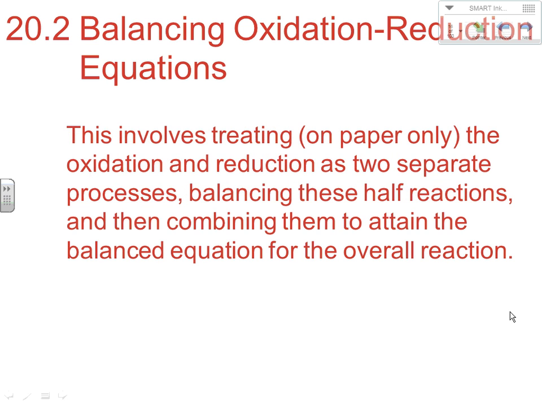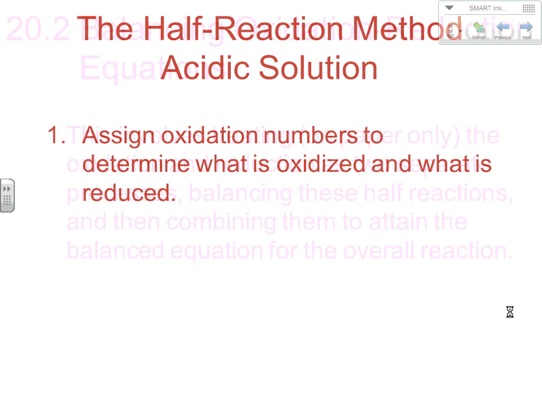Now, what we're doing in the half-reaction method is we're going to treat on paper our overall reaction as two partial reactions. We're going to break it into our oxidation and reduction processes. So we're going to take a whole reaction and break it into halves, hence the half-reaction method. And then we're going to balance each individual half reaction because honestly, it's easier to balance them alone than to balance them when they're mixed up. And then we're going to combine them together to get an overall balanced equation.